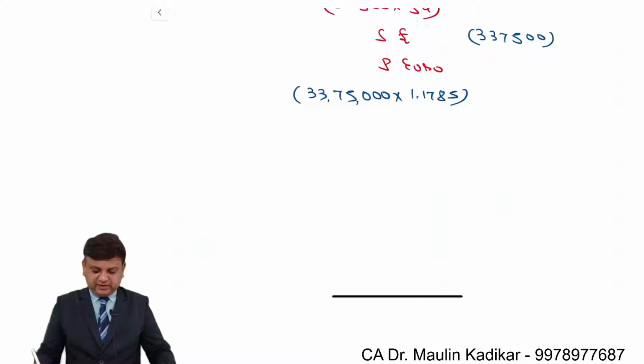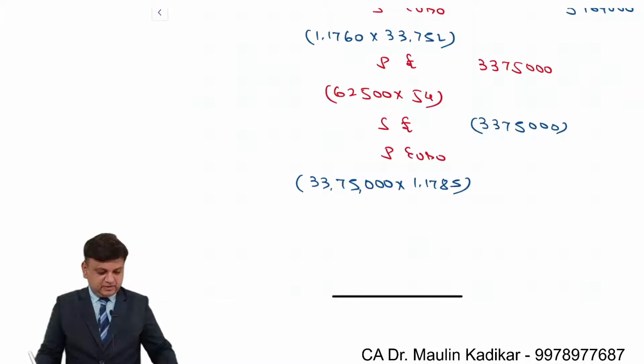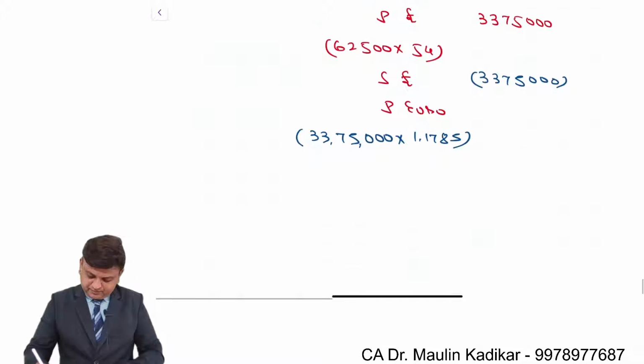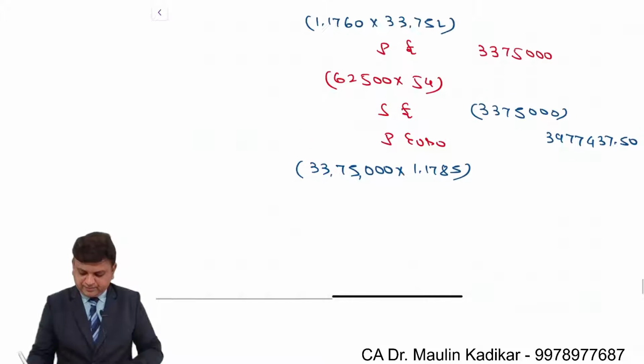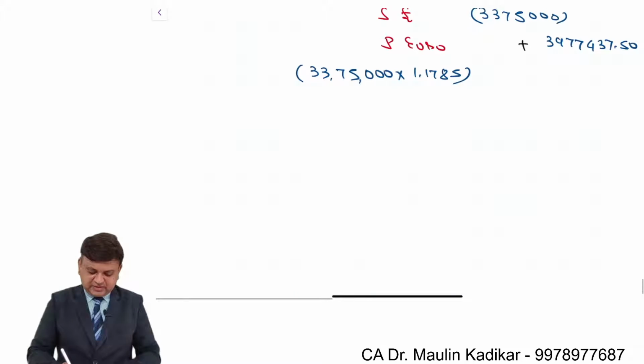So 33,75,000 multiplying with 1.1785, that comes to 39,77,437.5. Dear students, always remember, you purchase means you receive, you sell means you pay. So minus 39,69,000. So the difference between both of them is a profit.